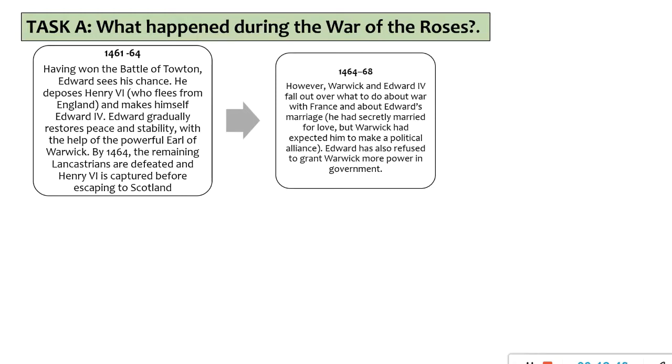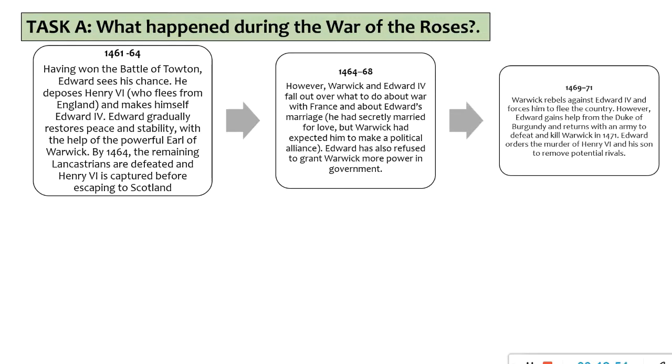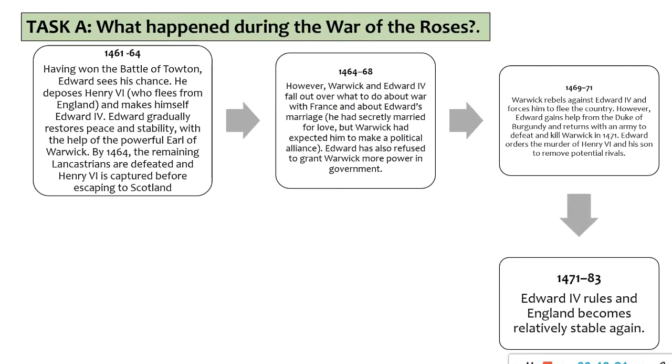Warwick is becoming discontented, and at this time, barons, when they are discontented, seem able to do more than just complain. In 1469, Warwick rebels against Edward IV and forces him to flee the country. However, Edward, having fled, gains help from the Duke of Burgundy and returns with an army to defeat and kill Warwick in 1471. Edward orders the murder not just of Warwick, but certainly of Henry VI, who had, for a time, retaken the throne. This is an attempt to remove any potential rivals to him or his future heirs.